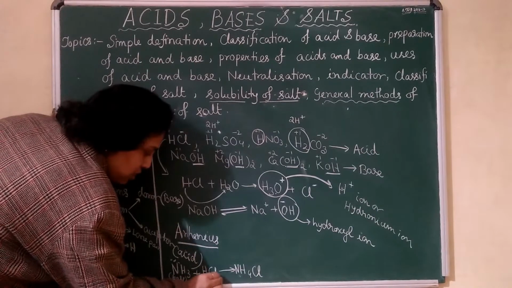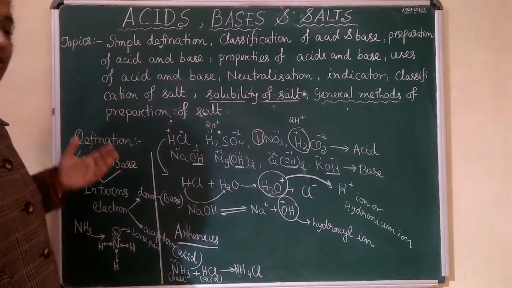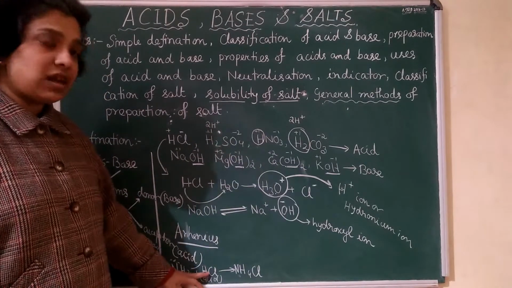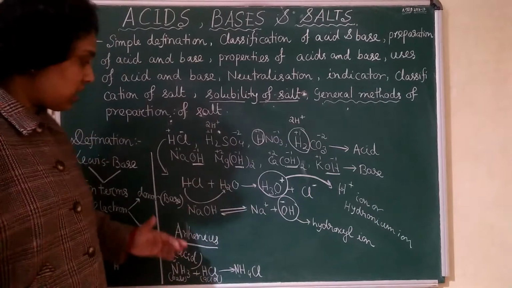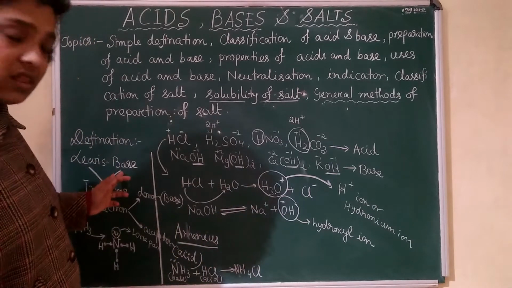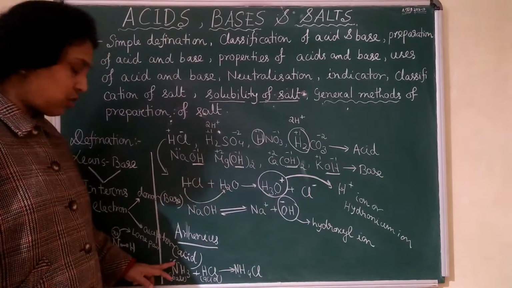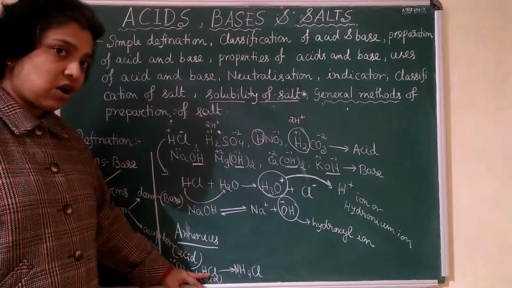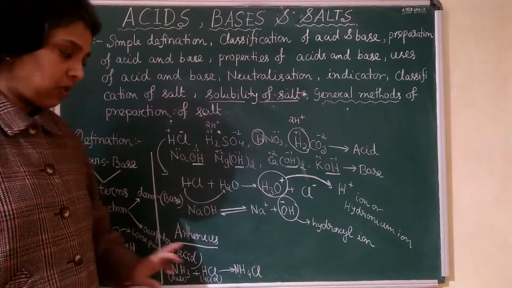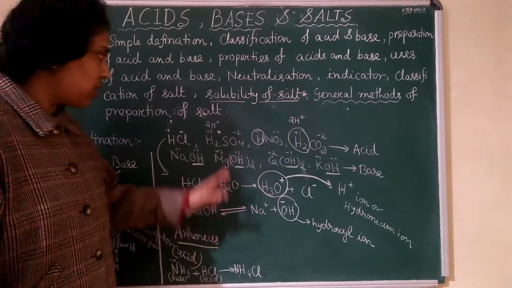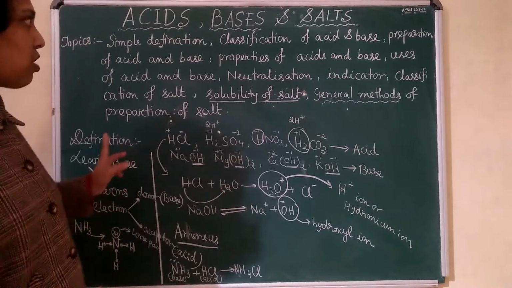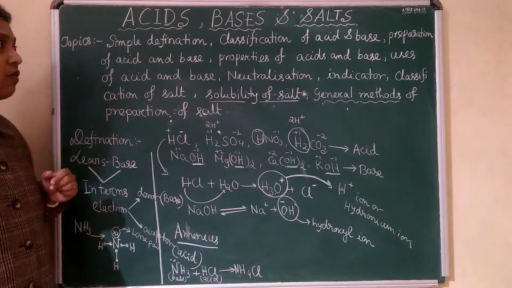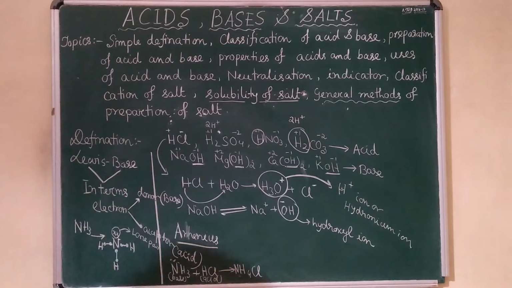Yes, according to Lewis, the concept of acid and base really works, because we know HCl is acid. But how did he prove that according to his theory? Whoever is donating electron will be base, and which accepts electron will be acid. Okay, so this is all about the simple definition of acid and base. Please write it down.